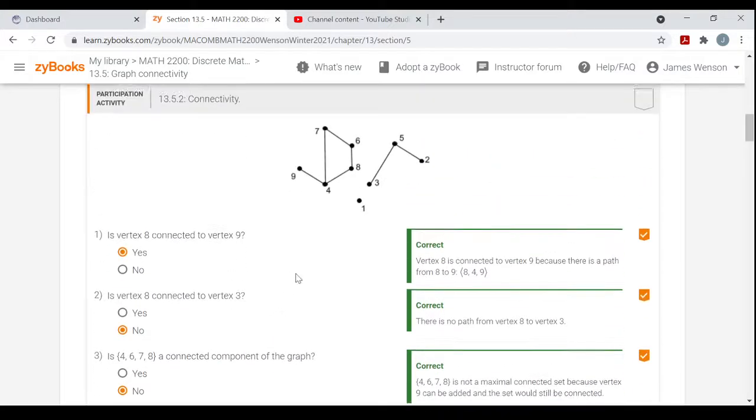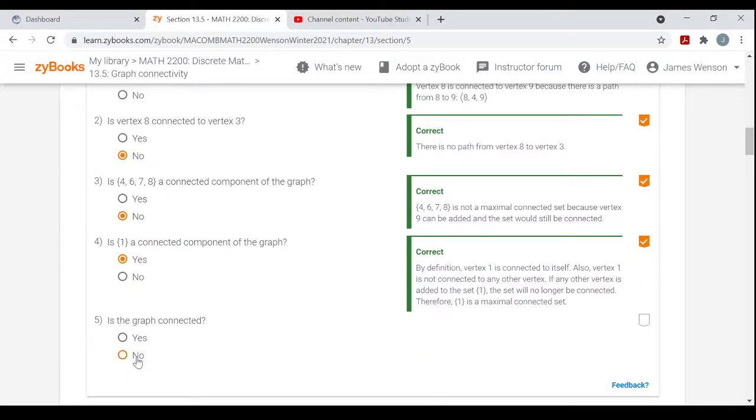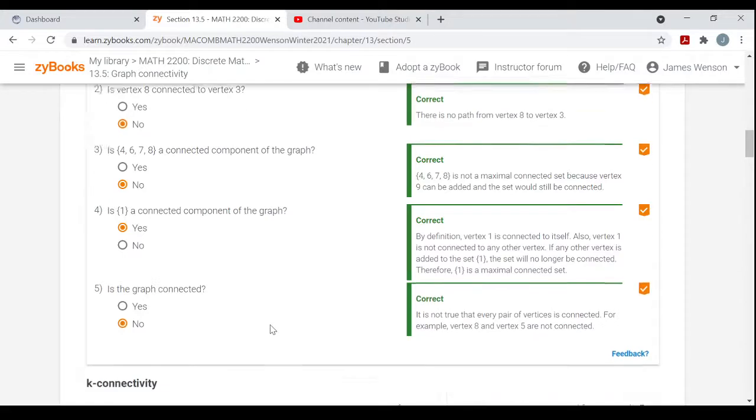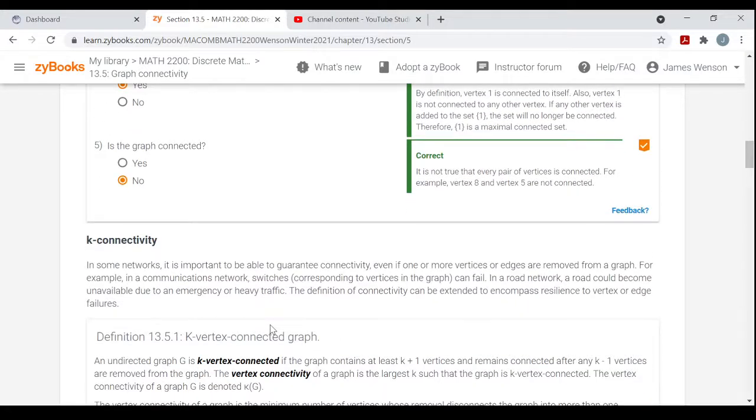Is this graph connected? Well, no. Remember, in order for the whole graph to be considered connected, every pair of vertices must be connected. Well, we already saw 8 and 3 are not connected. There's 3 separate components here. So definitely not a connected graph. Okay, so again, hopefully some simple definitions.